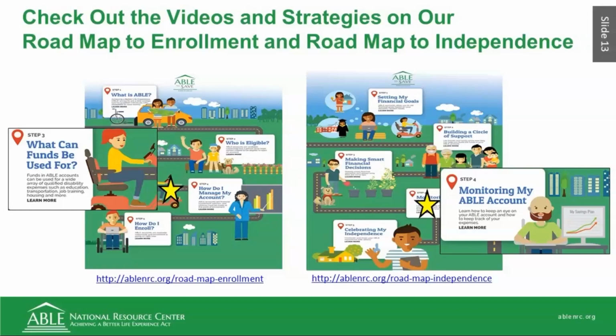The next roadmap we have is once you have established your account. The first roadmap gets you to the point where you've set up your account. The next one is where you've established your account, and this is our roadmap to independence, which will take you several steps further on your pathway. And it covers areas like setting my financial goals, building a circle of support, making smart financial decisions, monitoring my ABLE account, and celebrating my independence.